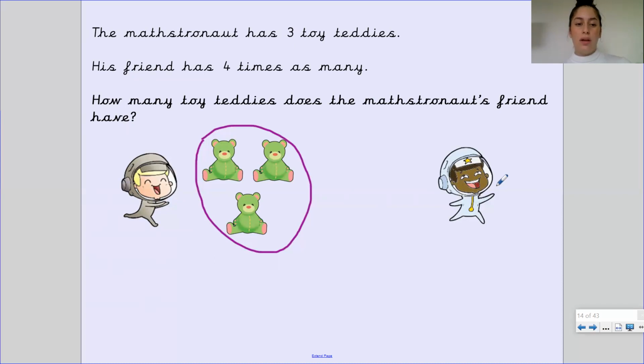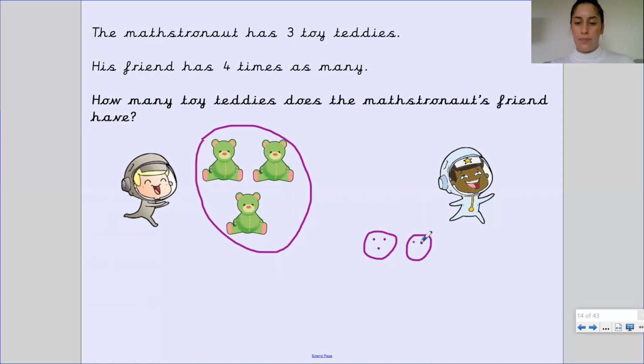So I know the number of teddies that this astronaut has: 1, 2, 3. I know his friend is meant to have 4 times as many, so I'm going to represent this using counters, a pictorial representation. There's a number of teddies that this astronaut has, and 4 times as many is the number that this astronaut has. So I need to repeat this number 4 times.